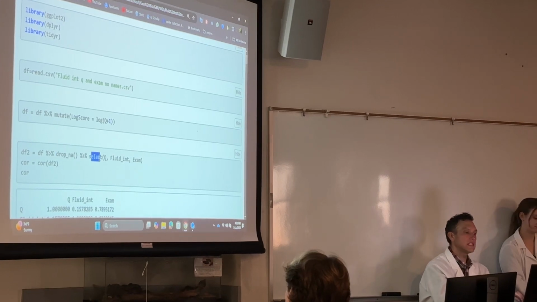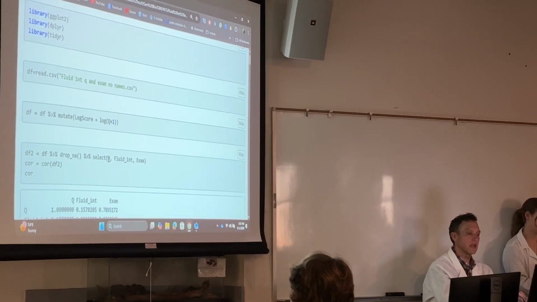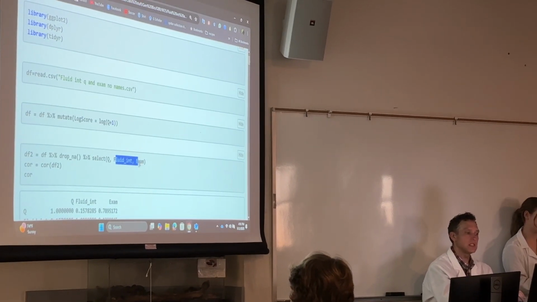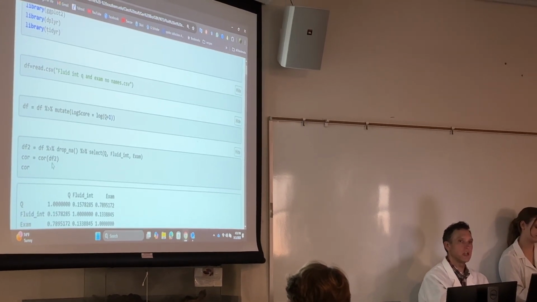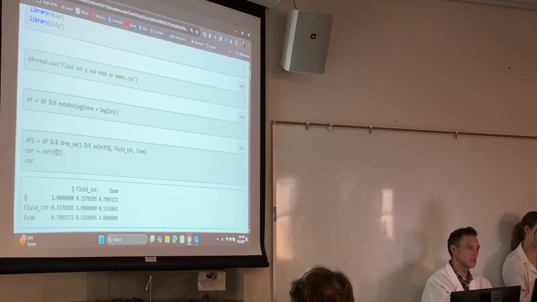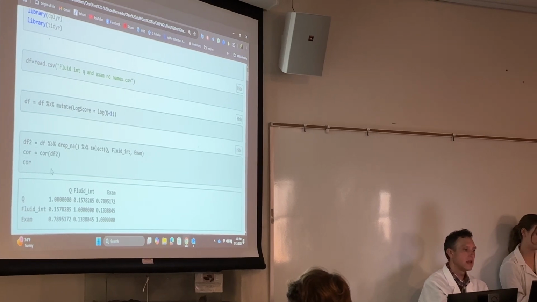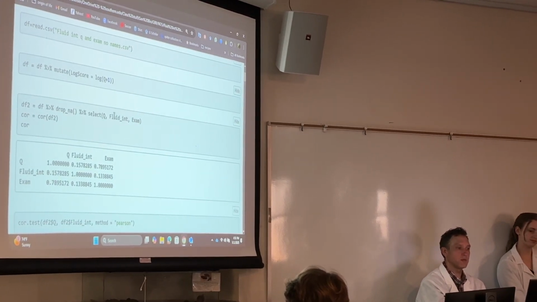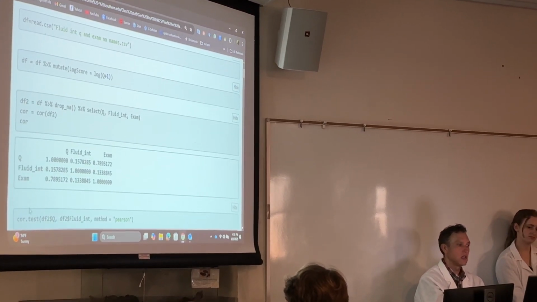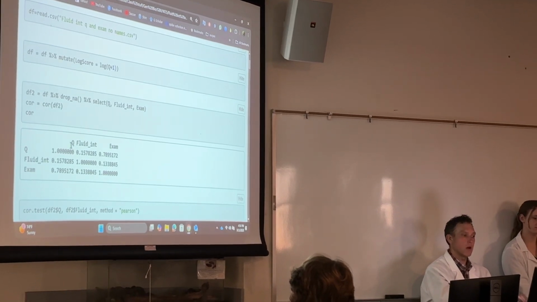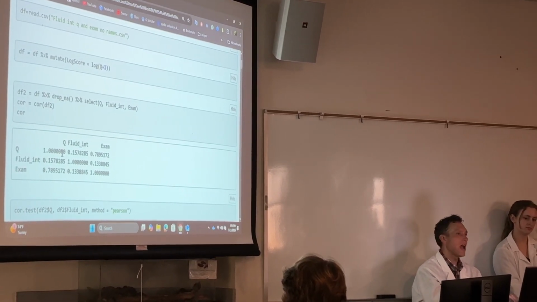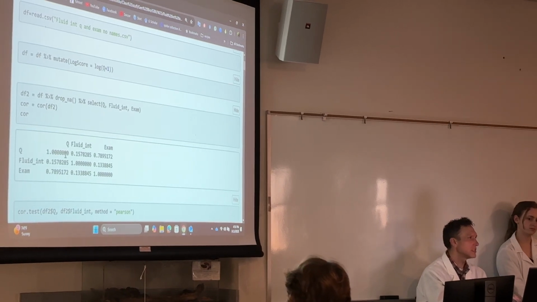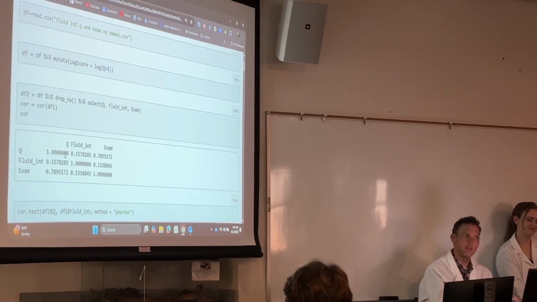Then I'm selecting the variables that I care about. I'm selecting Q, fluid intelligence, exam score, and I'm making a correlation matrix on that thing. Core, data frame 2, that's what we just created, and it creates a correlation matrix between these three things. Q is 100% correlated to Q. Well, that's a surprise, it's itself. It's like, how genetically similar are you to yourself? Well, you're 100% similar to yourself, right?